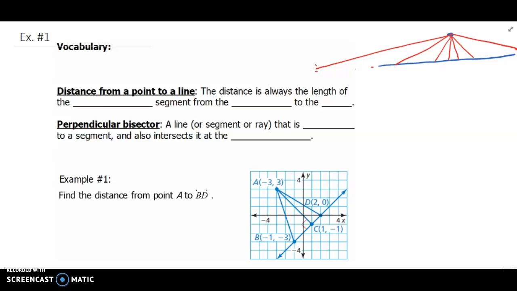So when we're talking about finding the distance from a point to a line, we always want the shortest distance. So guys, that shortest distance is always the length of the perpendicular segment from the point to the line. In other words, the distance that I want would be the distance from this point that is perpendicular to this line. This is the distance here. And the reason this is the distance is because this is the shortest distance.